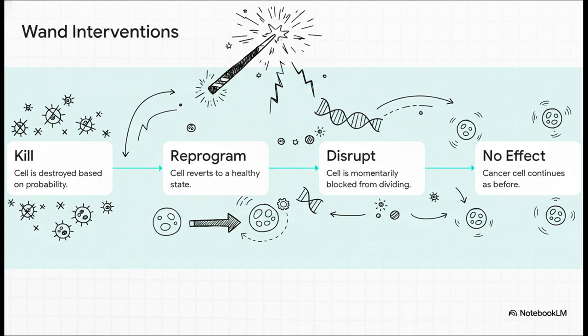Now, to intervene, the model introduces a wand. Think of this wand as an external therapy delivering random surges of stimuli, kind of like a highly targeted medical cattle prod. When this wand activates, it leads to one of 4 very specific outcomes at each time step. It might literally kill the cell, it could reprogram it, reverting it back to a healthy state and fixing its signaling. It might cause a division disrupt, momentarily blocking it from replicating, or it might have no effect at all and the cancer just continues.